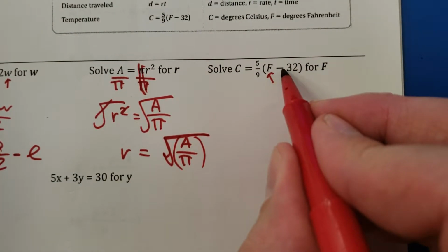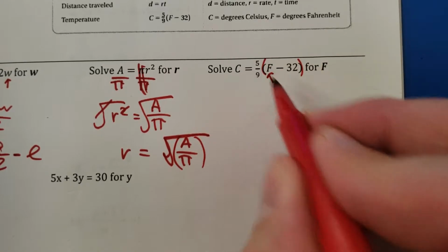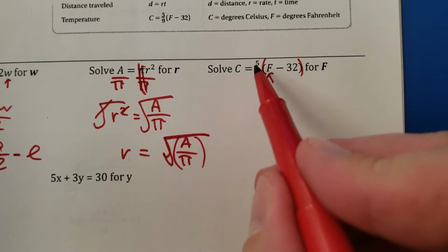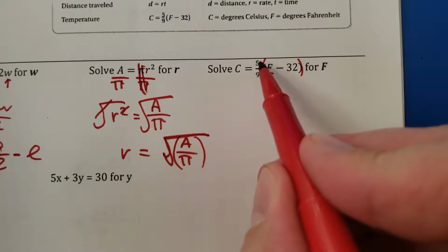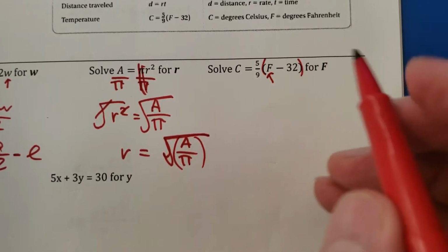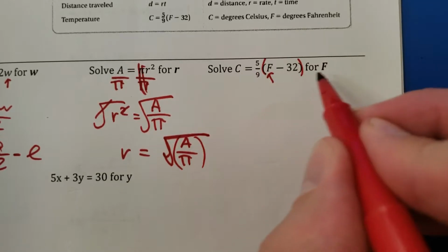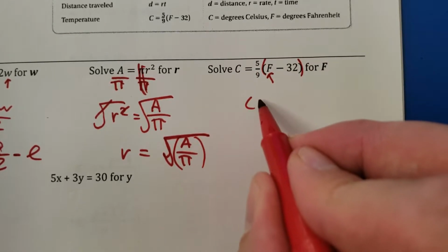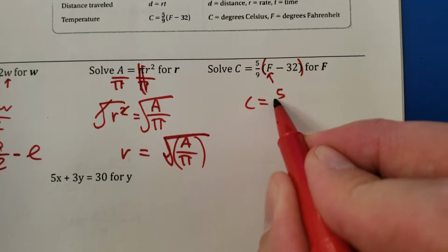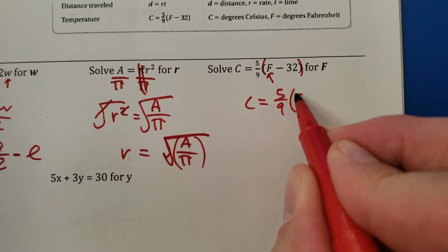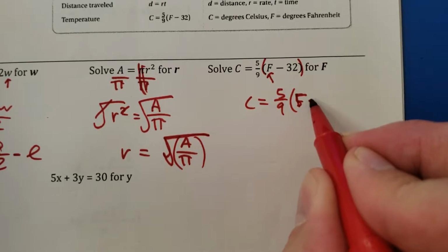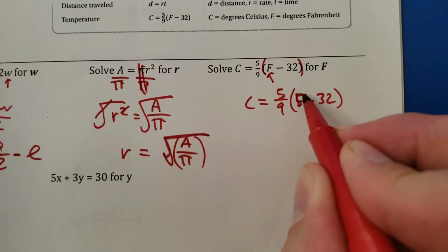Okay, so this minus 32 is in the bracket, so it's more powerful than the 5/9. Sorry, that's too many F's and my lisp is killing me. Let's get rid of this 5/9. So I'm going to rewrite it here really quick. C equals 5/9 times, slow down brain, F minus 32.